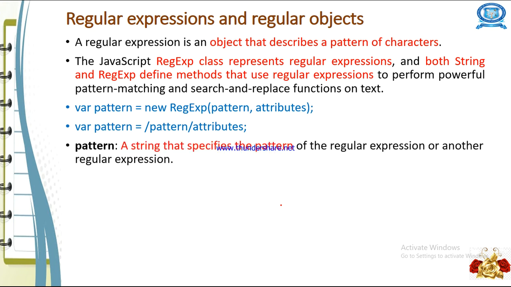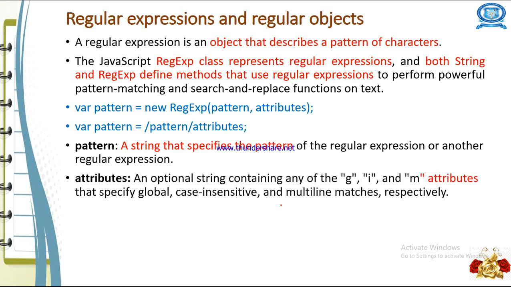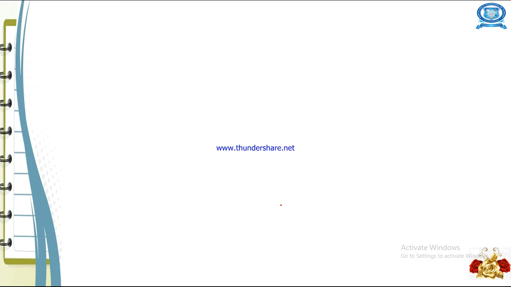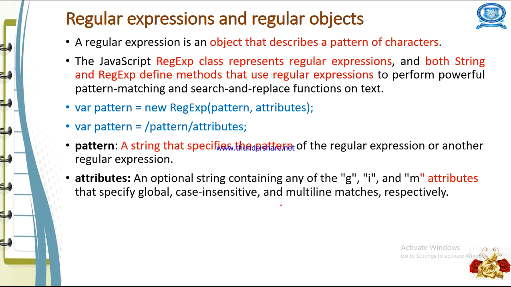So what is pattern? Pattern is a string that specifies the pattern of the regular expression or another regular expression. Then how to use the attributes of the object? Attributes is an optional string containing any of the characters g, i and m, within double quotation marks. These attributes specify global, case-insensitive and multi-line matches respectively.